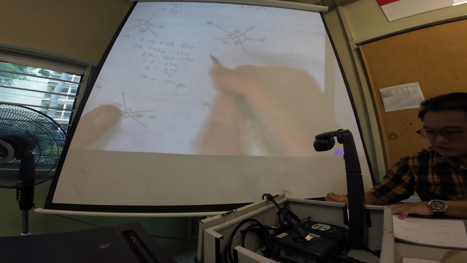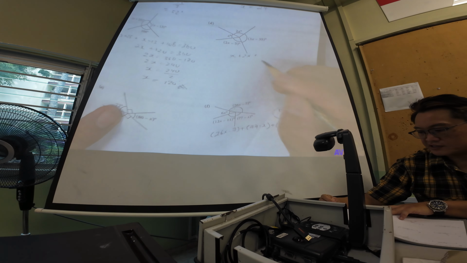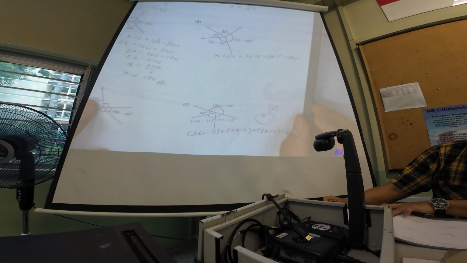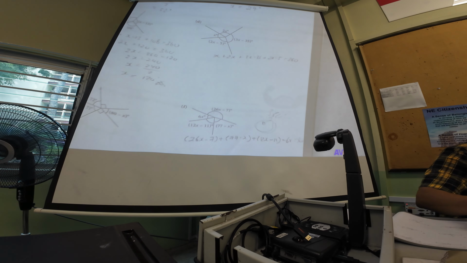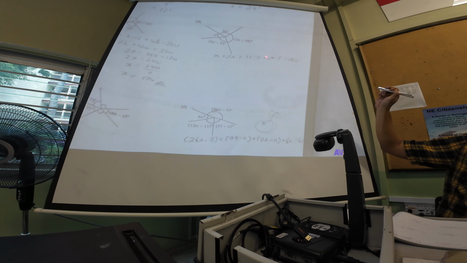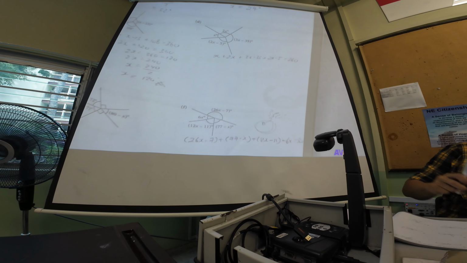Four angles. X plus 2x plus 3x minus 35 plus 2x minus 5 equals to 360. Then, no difference. Adds up all the x. X plus 2x plus 3x plus 2x. 4, 5, 8. 8x. Minus 35 minus another 5.